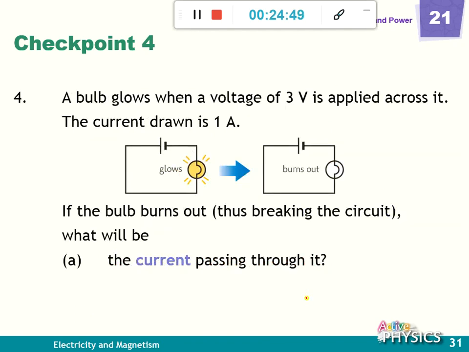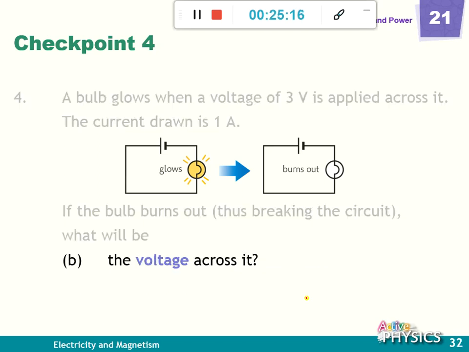Okay, question number 4. A light bulb glows when a voltage is 3 volt across it, and also the current drawn is 1A. If the light bulb burns out, breaking the circuit, what will be the current passing through it? Of course 0, because burn out, open circuit, no current at all.